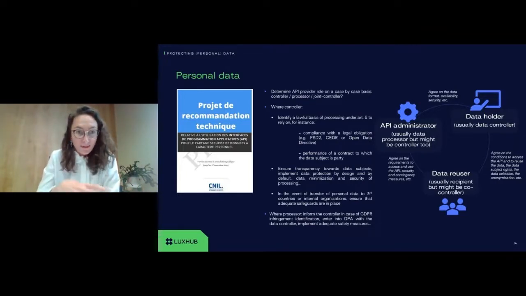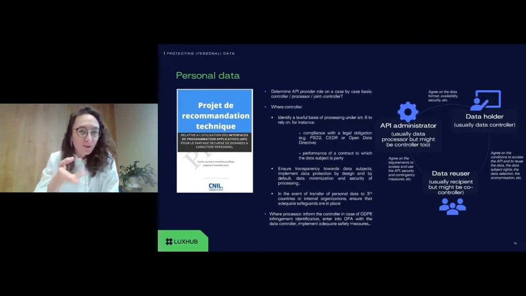So always think, I have an API. Do I have personal data? If I have personal data, have a look at the technical recommendation of the French Data Protection Authority. It might change in the meantime. I don't exclude it because it's under a consultation, but that's interesting. And always think, okay, I need a DPA.